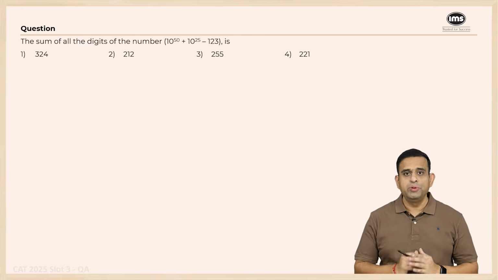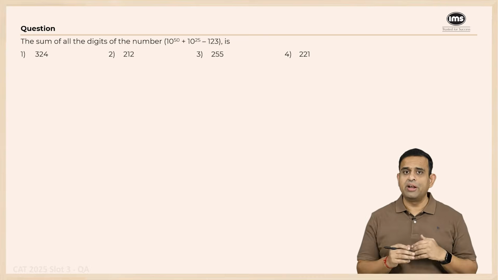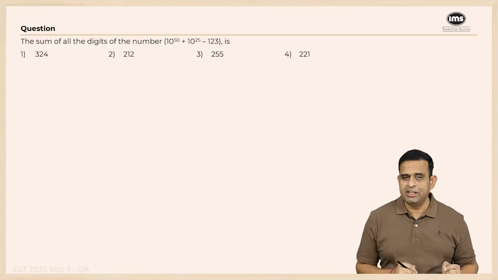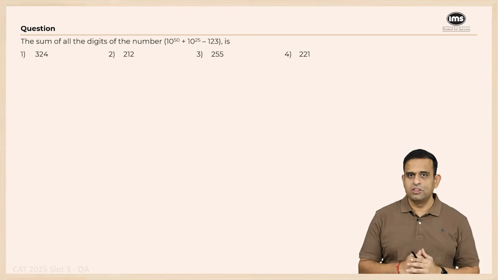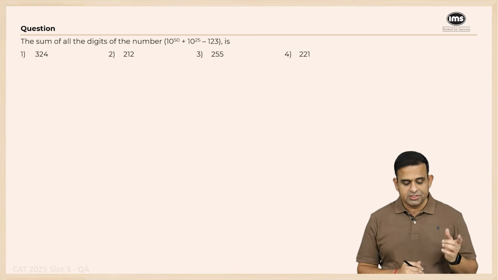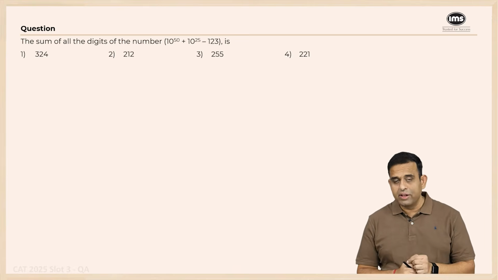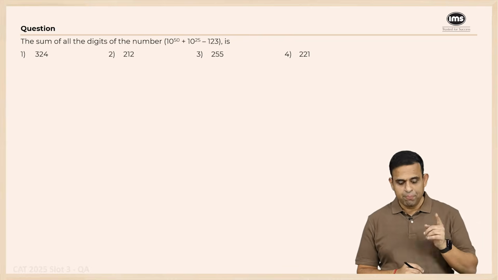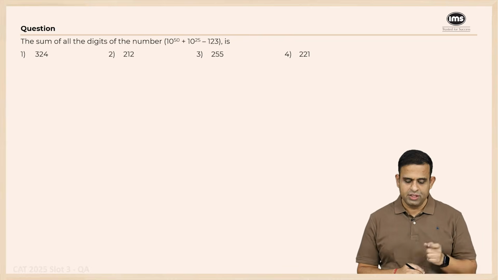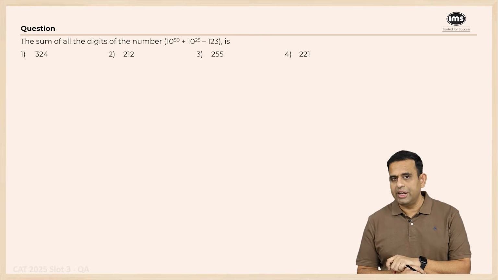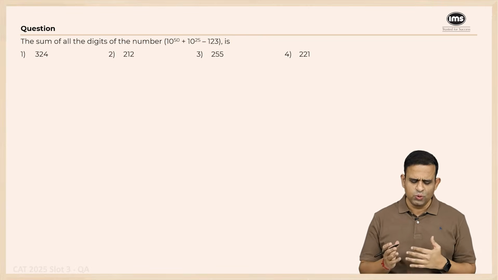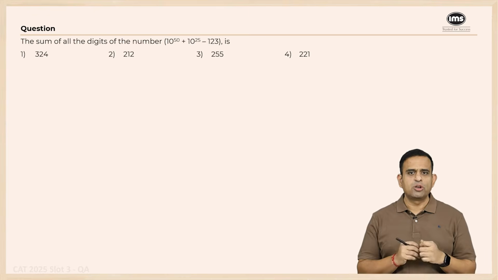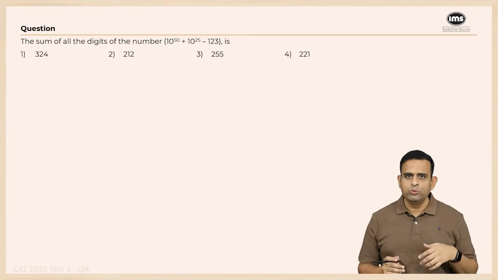The next sum happens to be again a tricky question, and many of you might have found it challenging in the exam condition. Let us look at the approach to solve this particular question. The sum of all the digits of the number, and the tricky part is 10 power 50 plus 10 power 25 minus 123 over here. So what needs to be done? This is not a story being given over here, how to start.